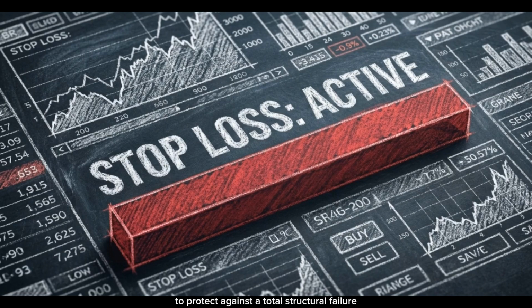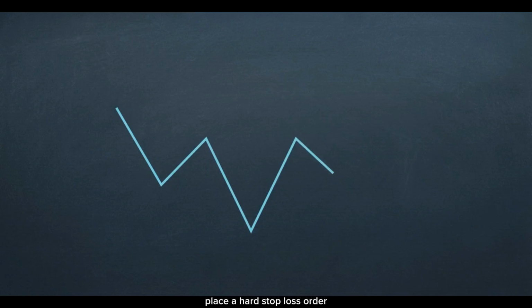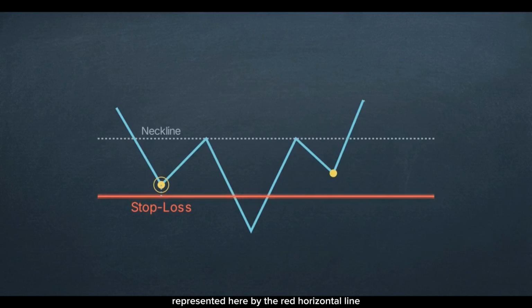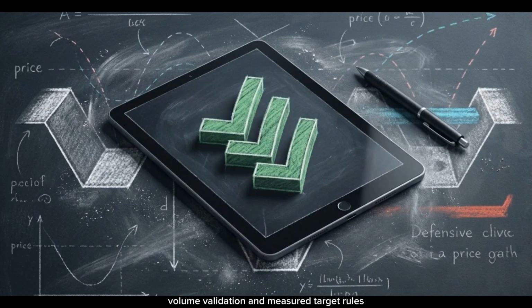To protect against a total structural failure, place a hard stop-loss order slightly below the lowest of the two shoulders, represented here by the red horizontal line. If the price breaches this defense, the thesis is void. Morphological symmetry, volume validation, and measured target rules provide the empirical framework needed to trade the head and shoulders bottom with statistical confidence.